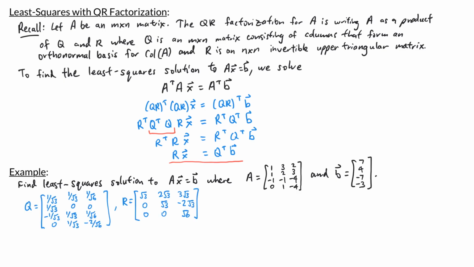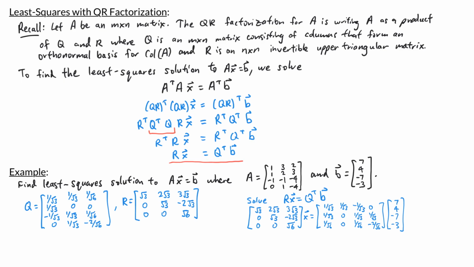So again, to find the least square solution, we want to solve the equation R times x equals Q transpose times b. When we write in the matrices, we have the following. Multiplying out Q transpose times b, we get on the right-hand side 6√3, -√3, and √6. So now to solve the system, we make the augmented matrix with rows (√3, 2√3, 3√3 | 6√3), (0, √3, -2√3 | -√3), (0, 0, √6 | √6).